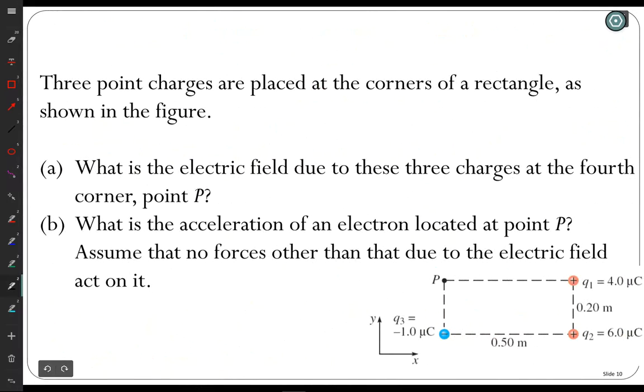All right. We're now going to do this problem. 3 point charges are placed at the corners of a rectangle as shown in the figure. What's the electric field due to these 3 charges at the 4th corner point P? We'll talk about it and move on. So what is the method to find the electric field at point P? Find the vectors from each of the other 3 charges and add them together.